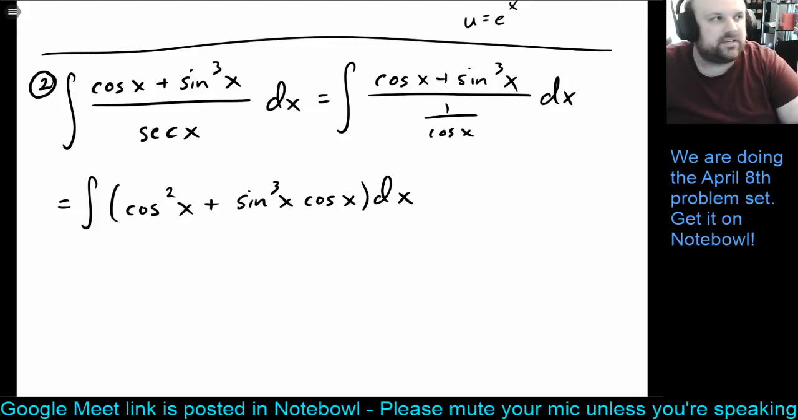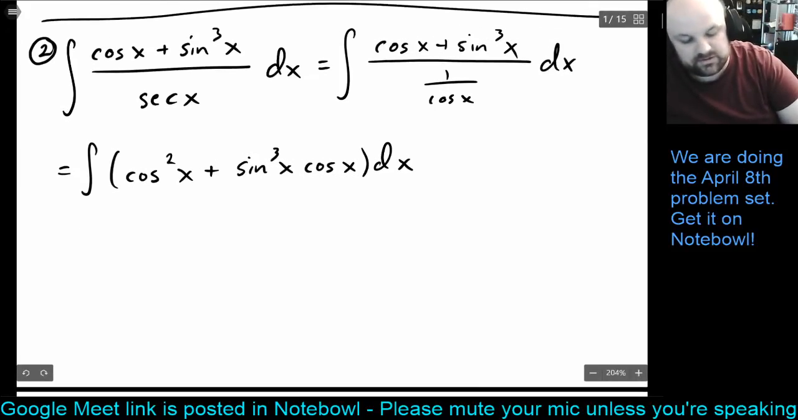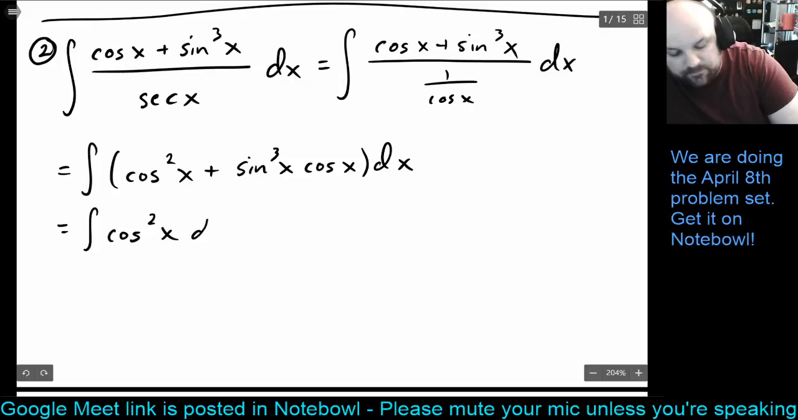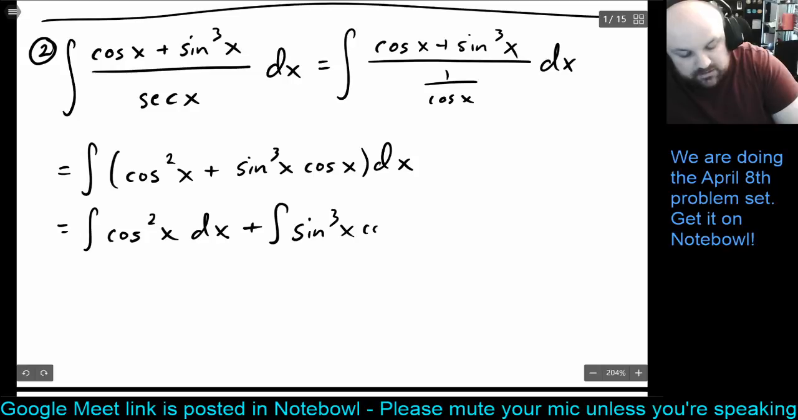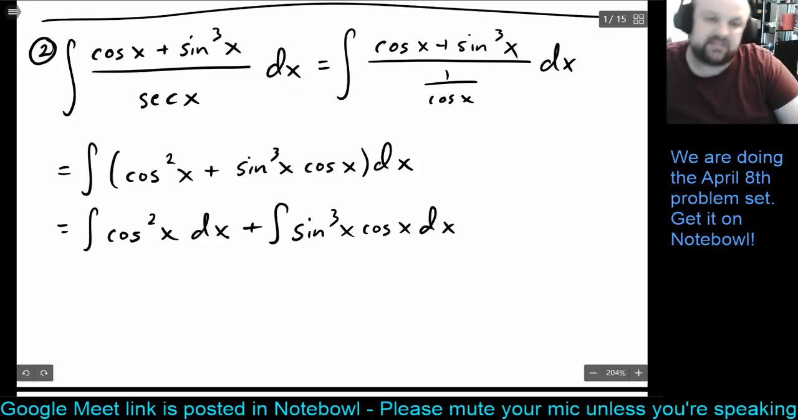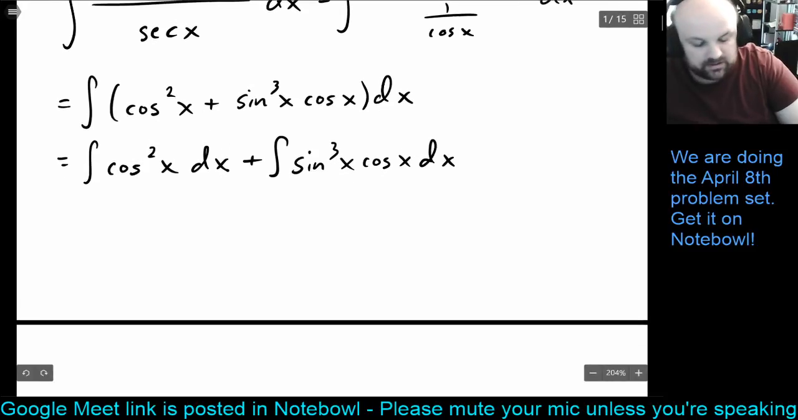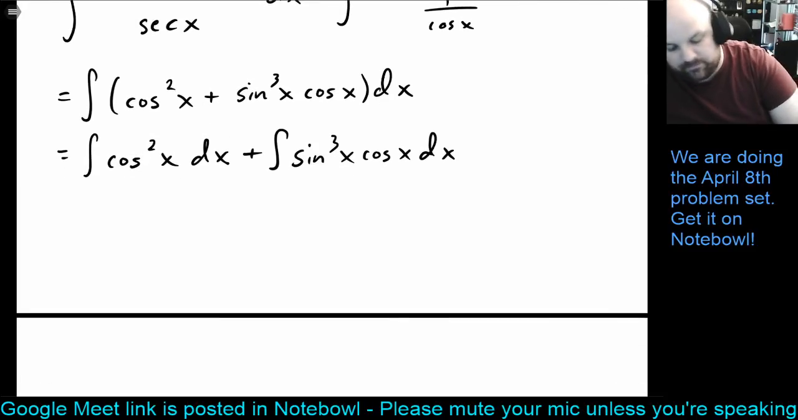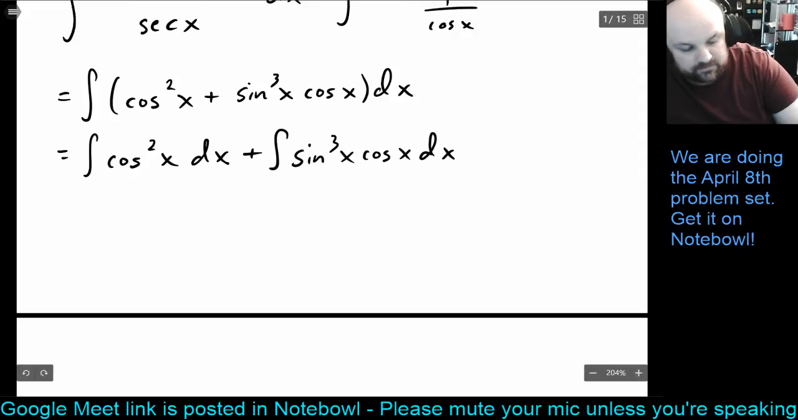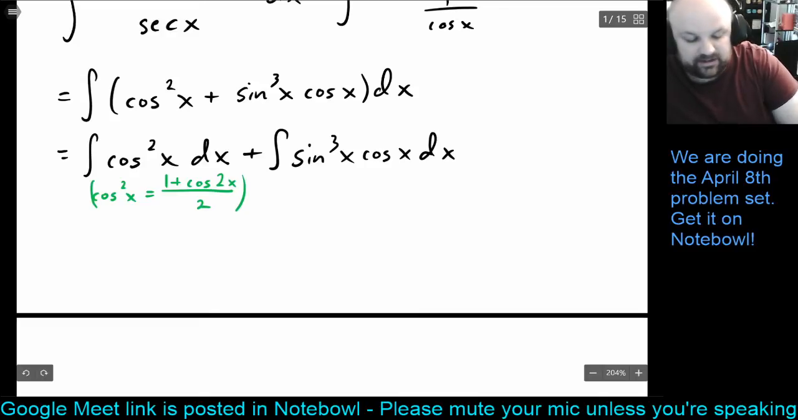So this one here really has to be done in 2 parts. We need to do the cosine squared part and the rest of this separately. These two have to be done separately. To do this first part, we're going to use a trig identity. Cosine squared x is (1 plus cosine of 2x) over 2. We need to use that here.